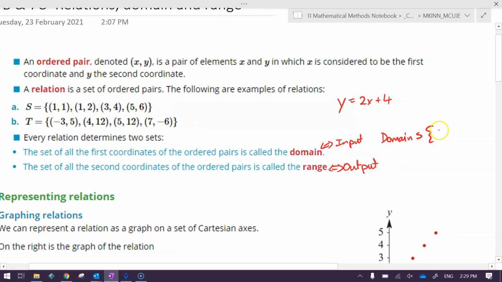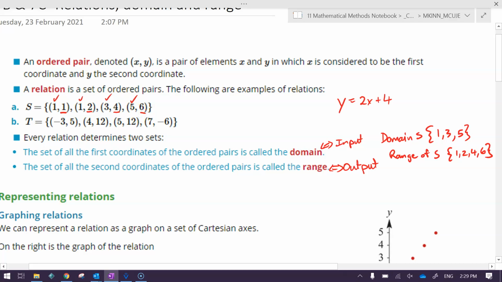So, for instance, in set S that we have there, the domain of S is going to be 1, 3, or 5. That would be the domain of S. The range for set S are the second elements, the set of the second elements. So it's going to be 1, 2, 4, or 6.